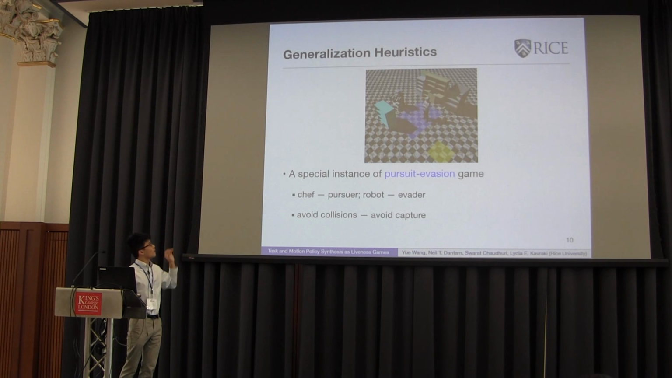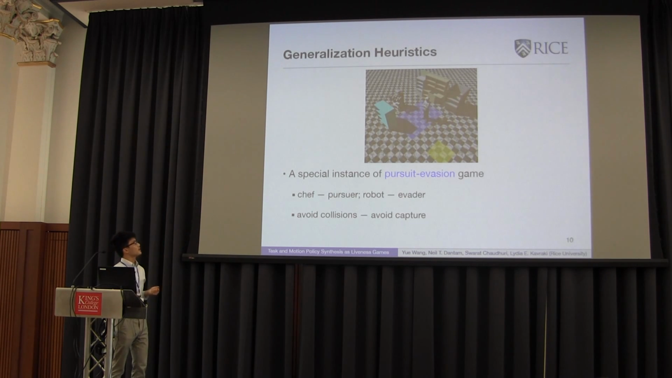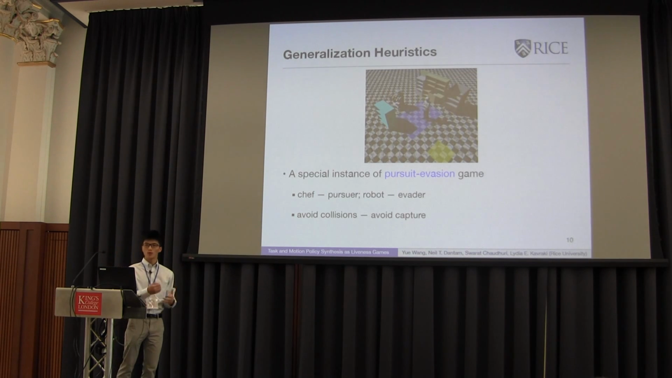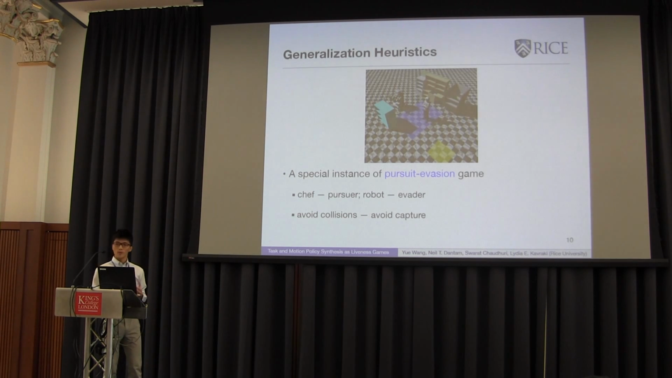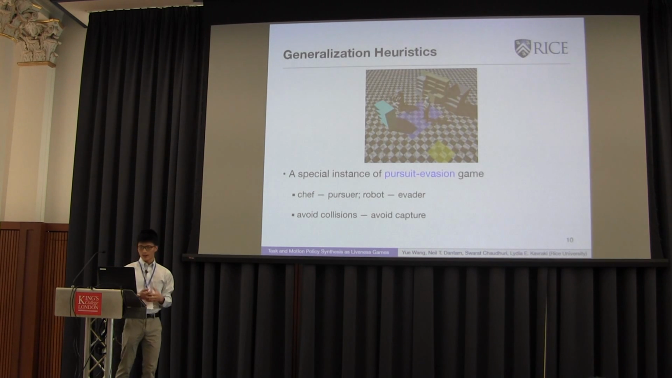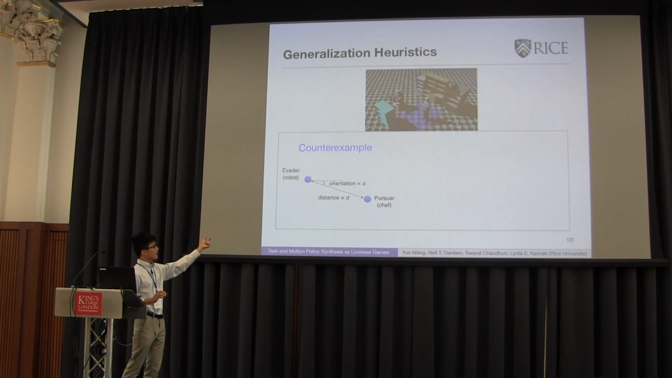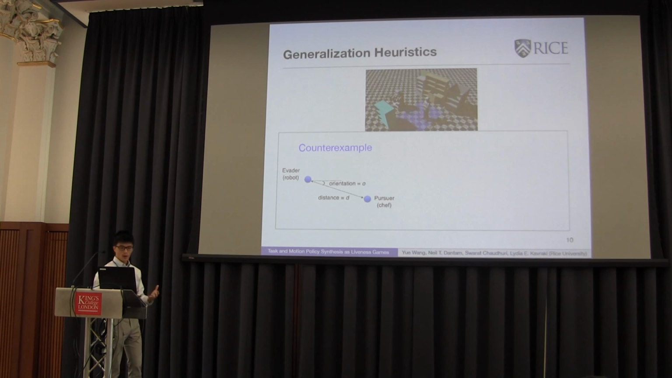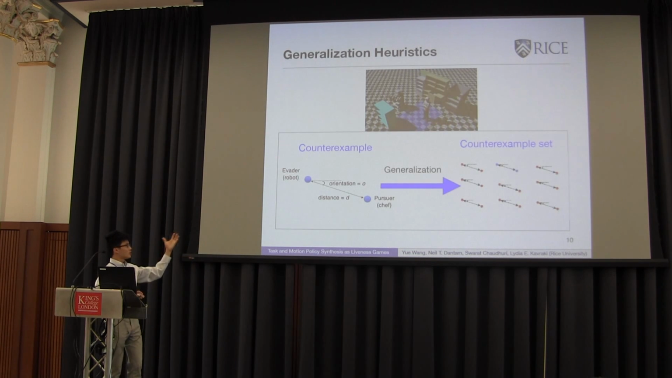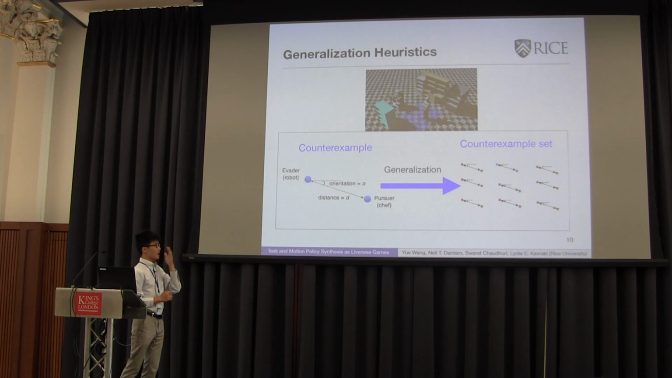Now let's look at one example of our generalization heuristics. Going back to our motivating example, this kitchen environment is a special instance of a more general pursuit-evasion game, where the robot is the evader and the human is the pursuer. To ensure safety, we must guarantee that the robot is not captured by the human. So if we check an invalid policy, we may get a counterexample as the picture shows here. This tells us the location of the robot and the location of the human. We can explore the geometric relations between these two locations, such as the orientation and distance, and then use this geometric relation to generate similar counterexamples as this picture shows here. The blue pair is the original returned counterexample, while the red pairs are the counterexamples we learned using the geometric relation.